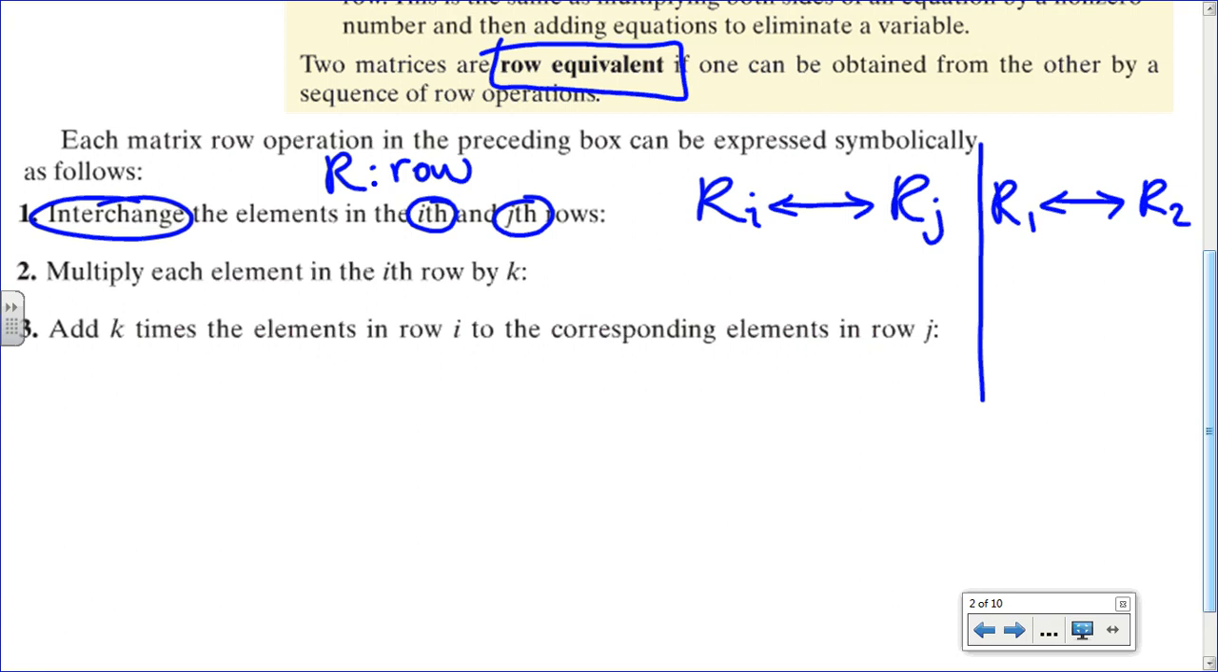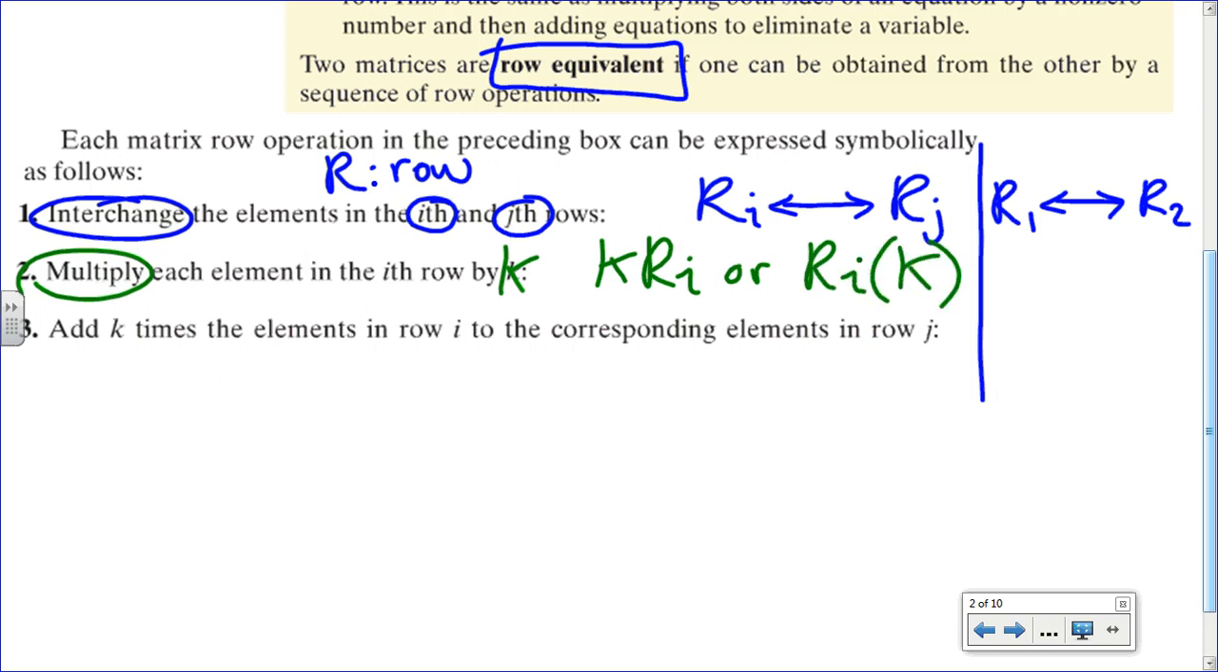The next one, multiply each element in the ith row by k. K is just a constant here, so we could say k times Ri, or we could say the row and then times the constant. Same thing. So let's say I want to multiply my row 1 times 4. It will just be like that. Or I could say 4R1.